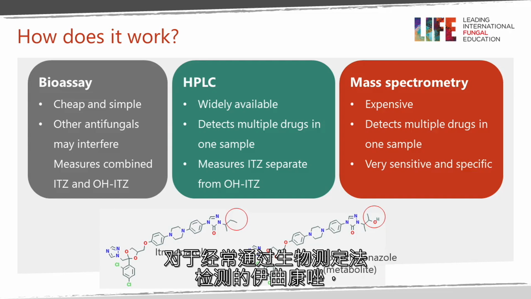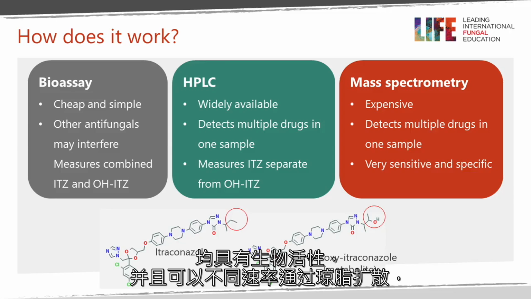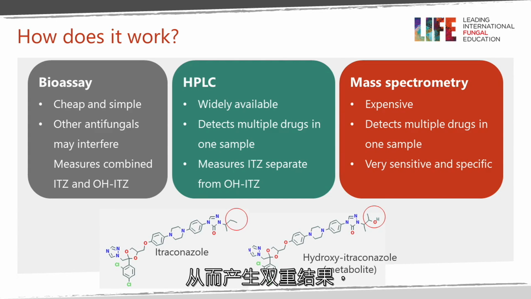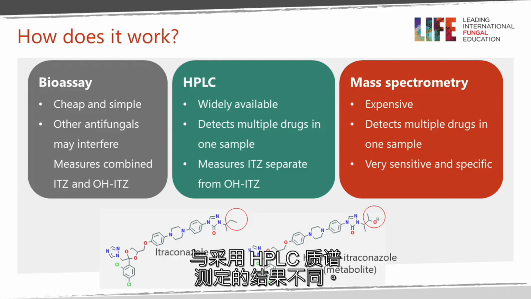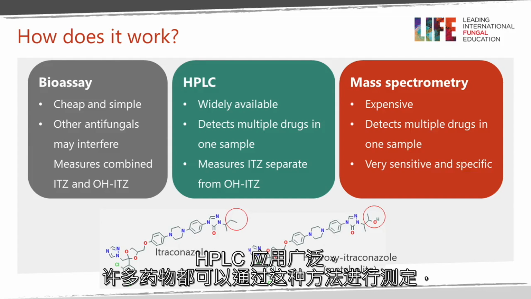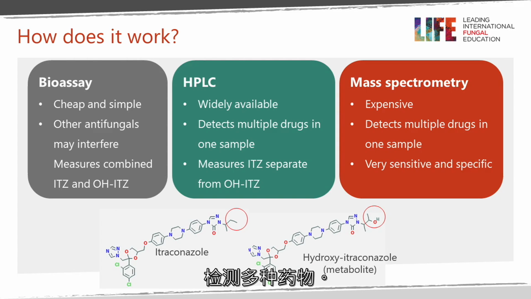And with respect to Itraconazole, which is often measured by bioassay, both the native Itraconazole and its primary metabolite, hydroxyitraconazole, are bioactive and can diffuse through the agar at different rates, producing effectively a dual result, and therefore you get different results of bioassay than you do with HPLC or mass spec for Itraconazole. HPLC is widely available, many drugs are measured this way, and it can detect multiple drugs in a single sample if it's set up appropriately, and here you can measure Itraconazole separately from the metabolite, for example.